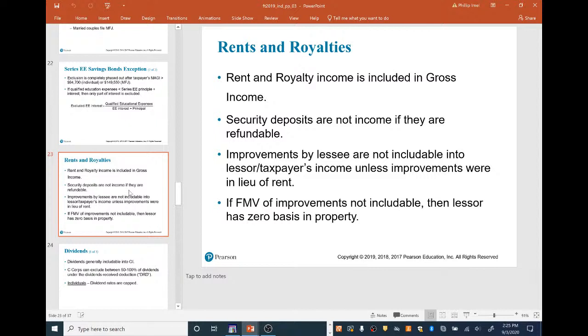Losses from these activities may be subject to the passive loss rules. Leasehold improvements in lieu of rent are included in gross income at their fair market value upon completion. Leasehold improvements not in lieu of rent are not going to be included in gross income, okay? Amounts received by the lessor to cancel or modify a lease are included in gross income, okay? And let's point out here, if the fair market value of improvements is not includable, then the lessor has a zero basis in the property.